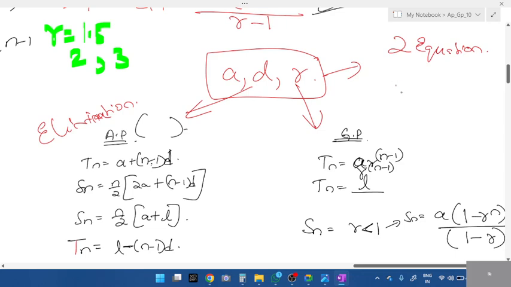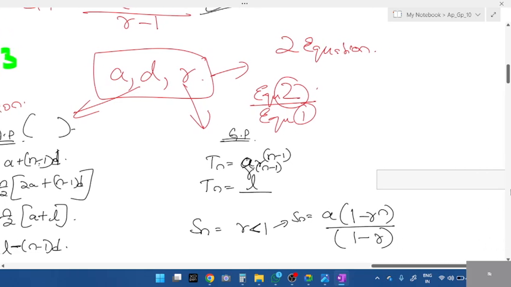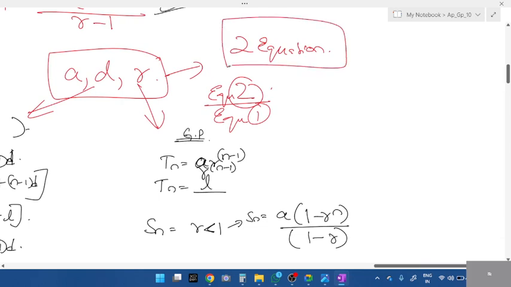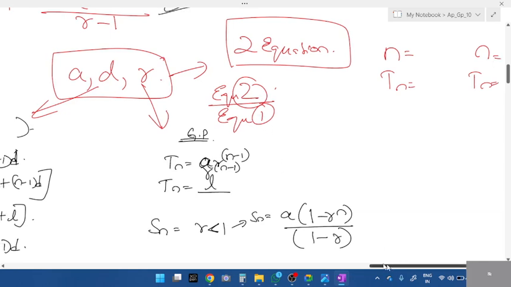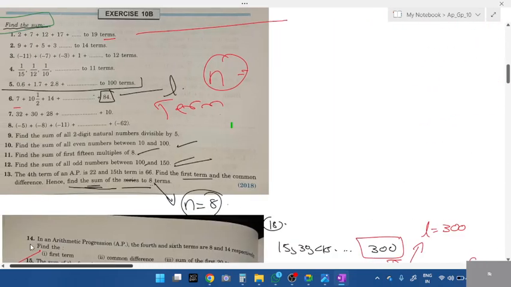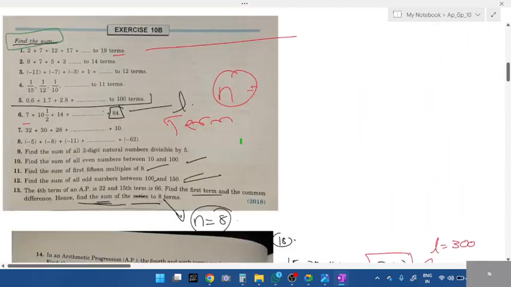You divide equation 2 by equation 1. And in both questions, AP and GP, the two equations I'm talking about are: they'll give you an n value and a Tn value, and again they'll give you a second n value and second Tn value. So we write the formula for GP. Remember, we divide for GP; for AP, we subtract. Yesterday we did the AP question. Today we'll start with GP to find the first term and the R value.